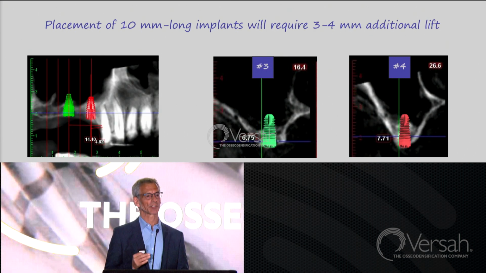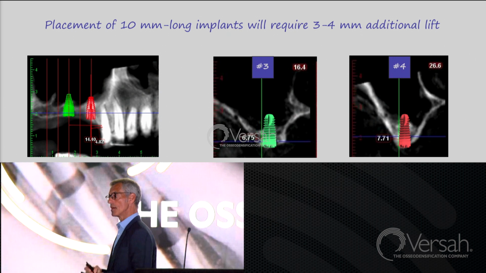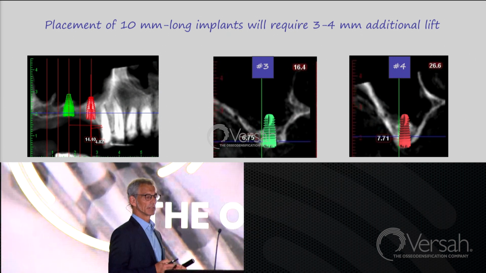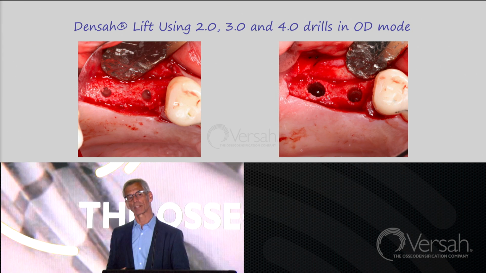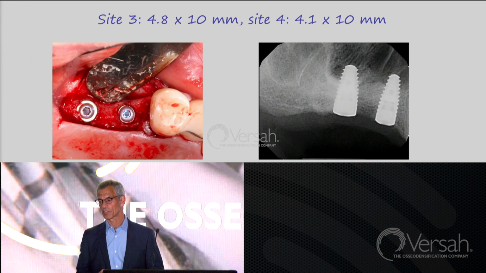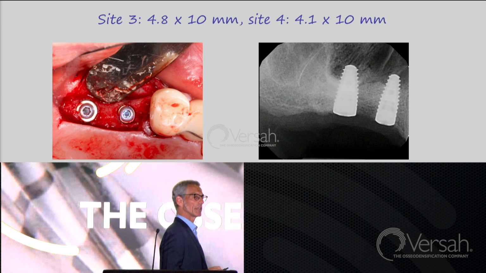But I need to place 10 millimeter long implants, but I will require 3 to 4 millimeters of additional lift. My simplest way to get that is with a Densile lift and subsequent placement of my 10 millimeter long implants.